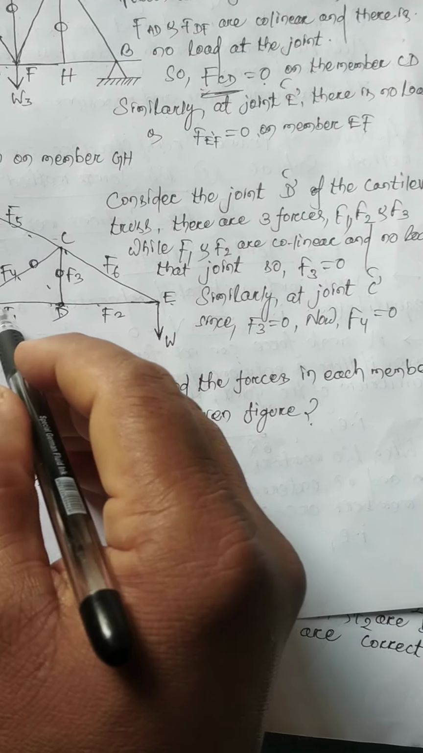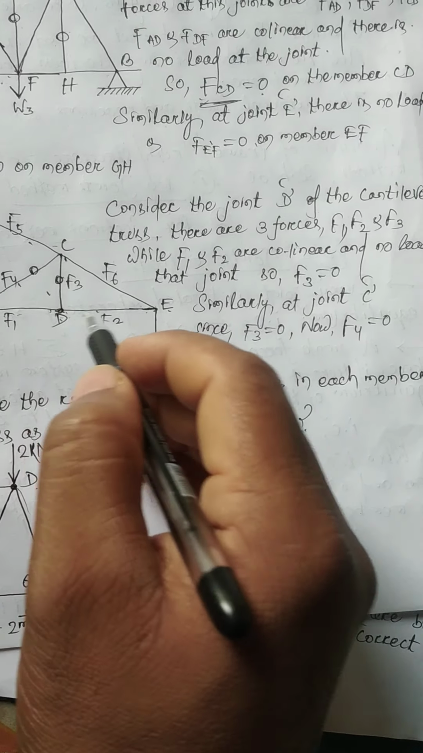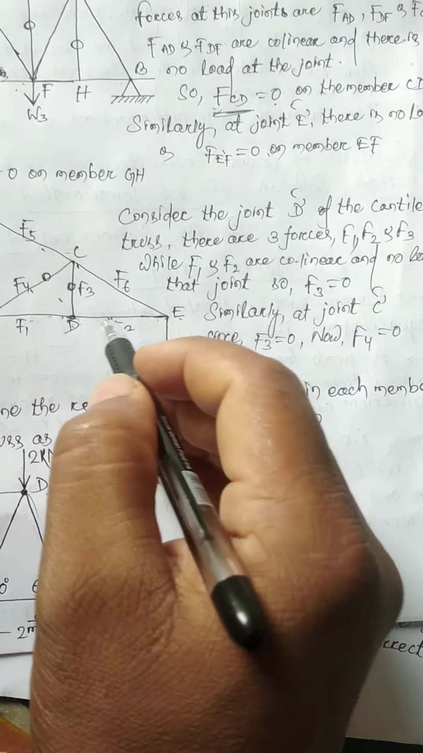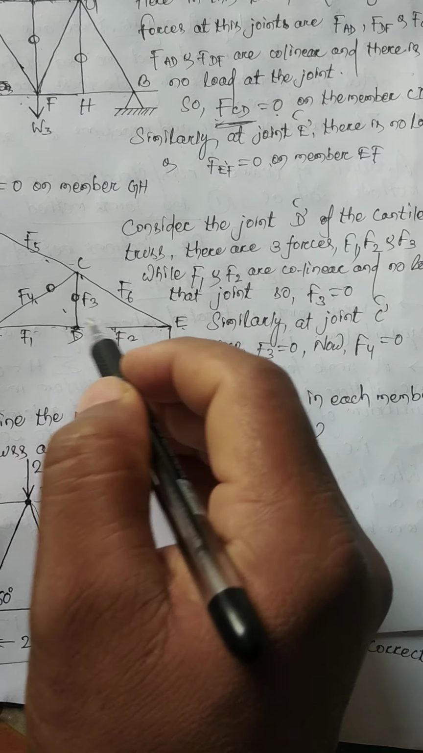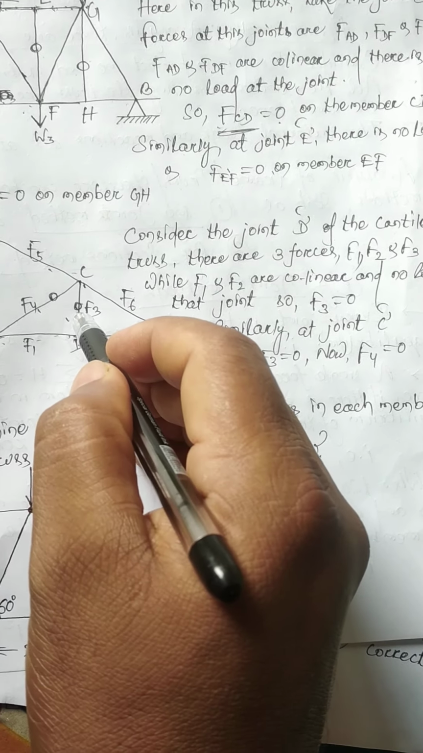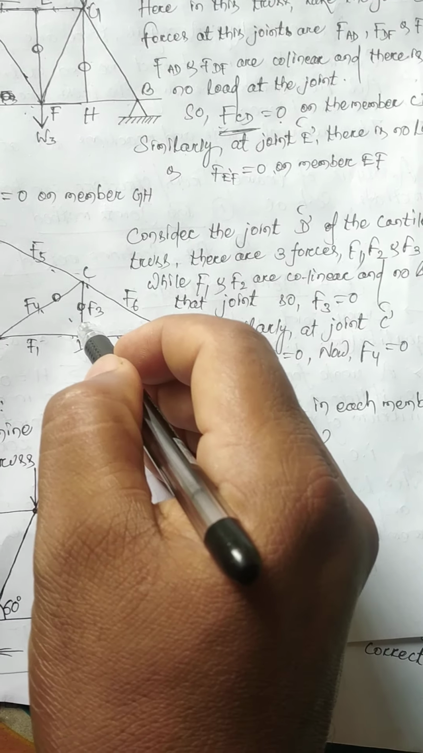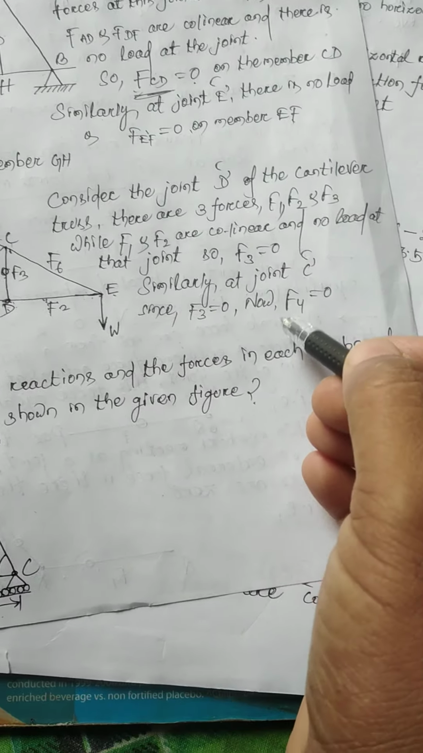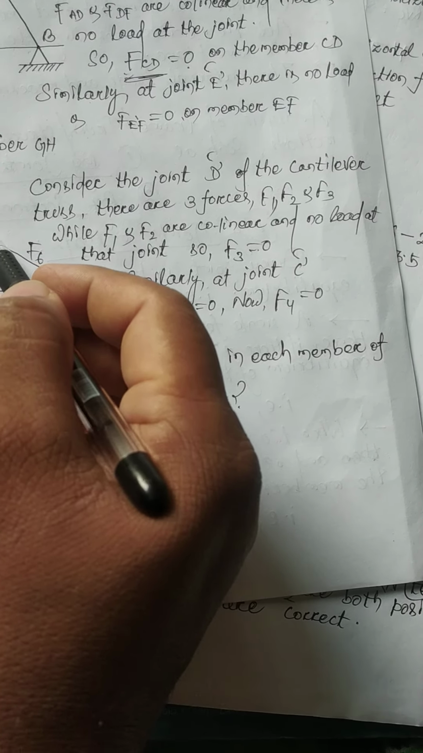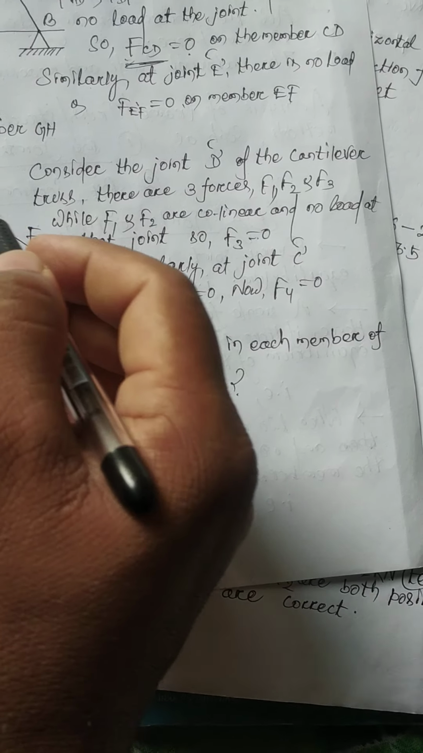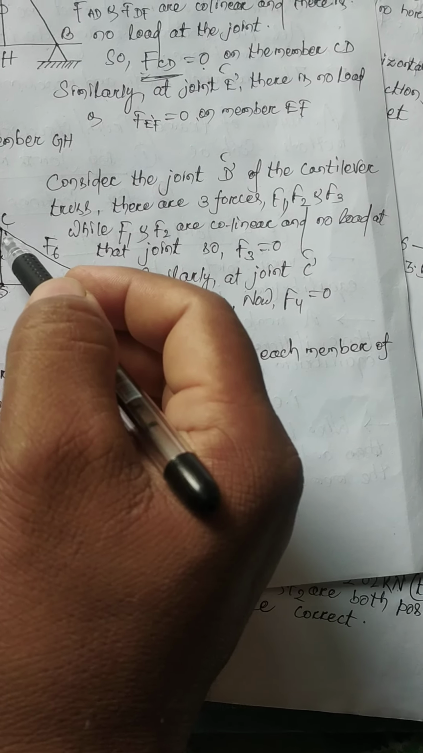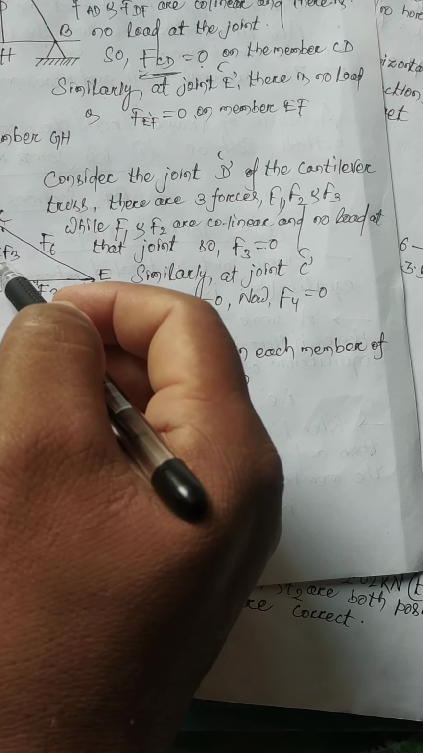Now look, these two members AD and DE are collinear. So what we will do? Now the forces on the two collinear members F1 and F2 we will find out, but on the member CD the force F3 should be equal to 0. Okay, then come to the point C. Already we have discussed this is one member, second member, third member, fourth member. But what we have considered now, the force F3 is 0.